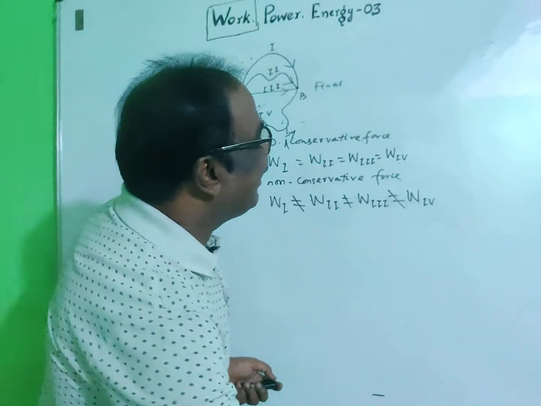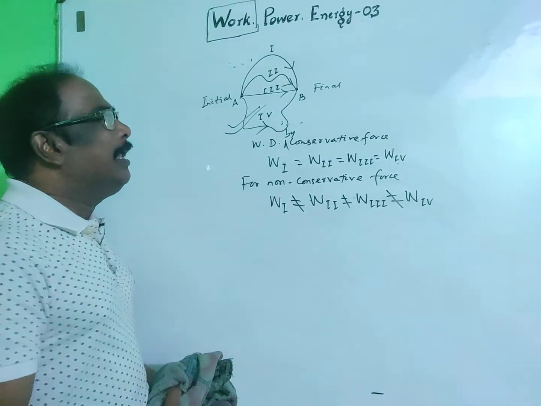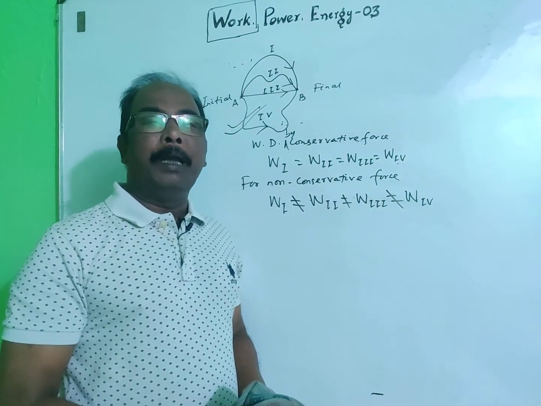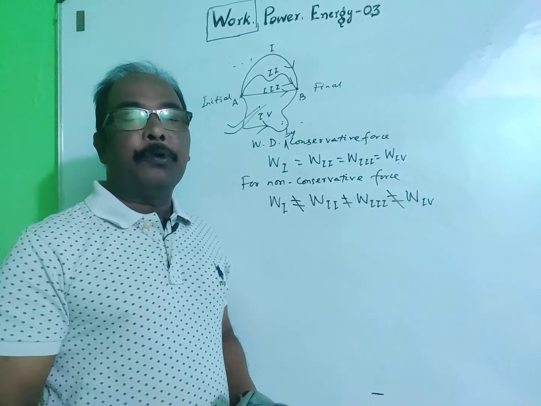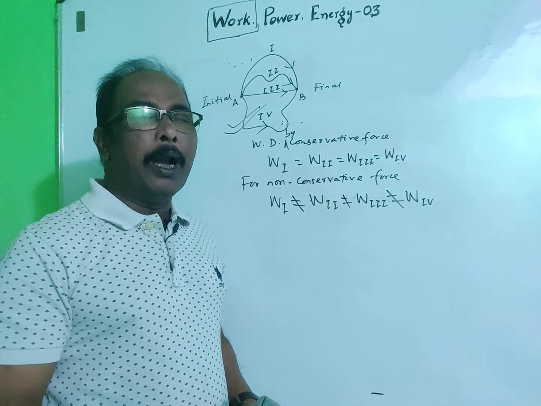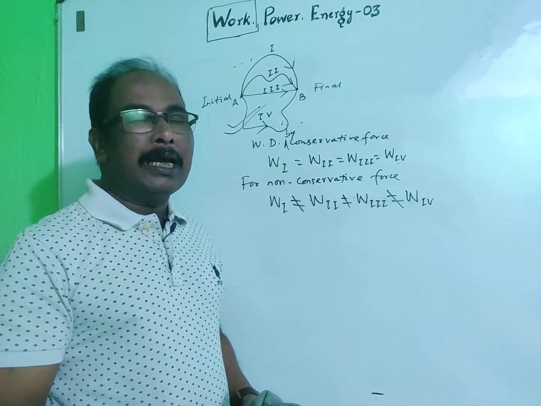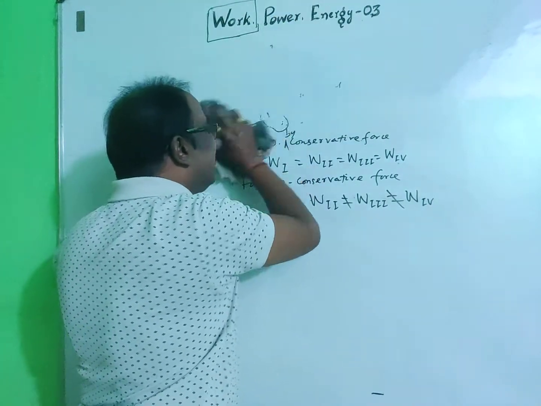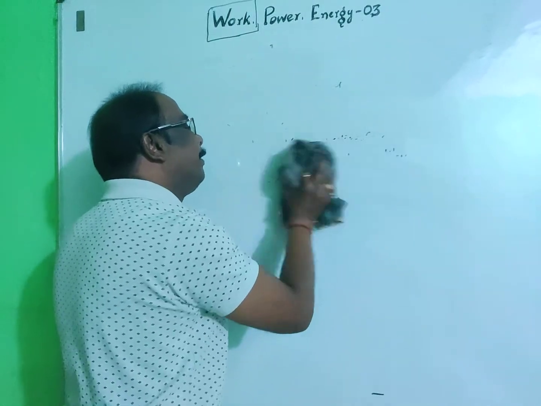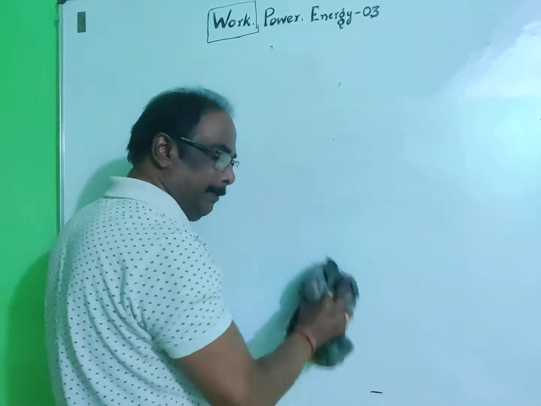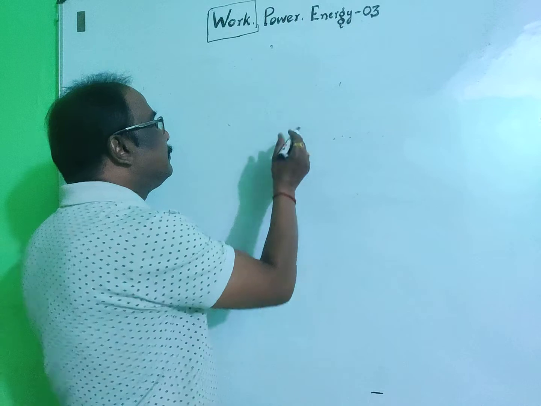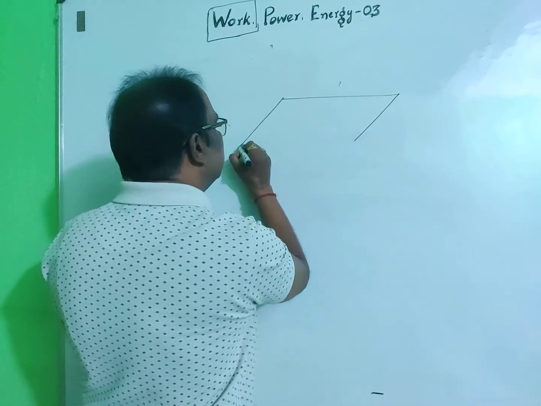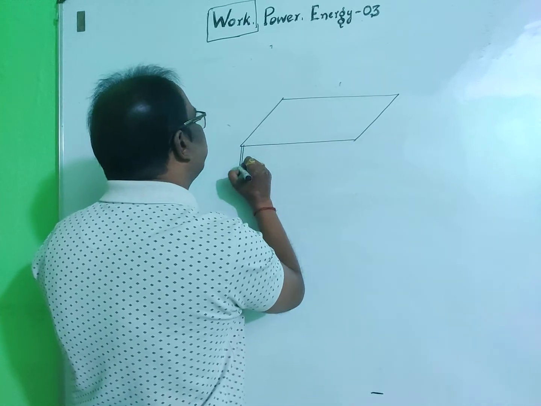Okay. The next discussion. Work done in a complete path is 0 if the force is conservative. Means work done by a conservative force in a complete path is 0. Okay. We are taking the example of a conservative force here, gravitational force. Okay. Let's consider the surface of a tabletop.